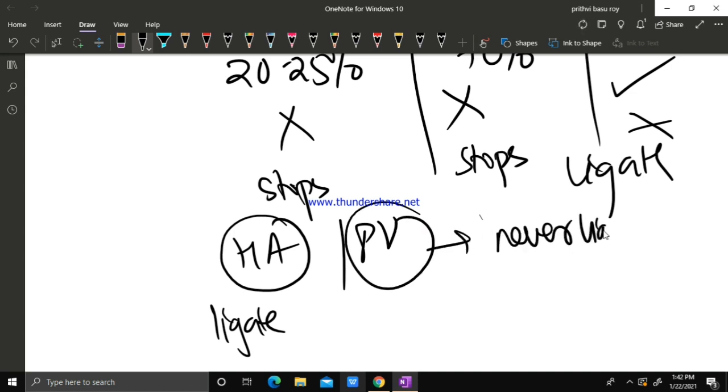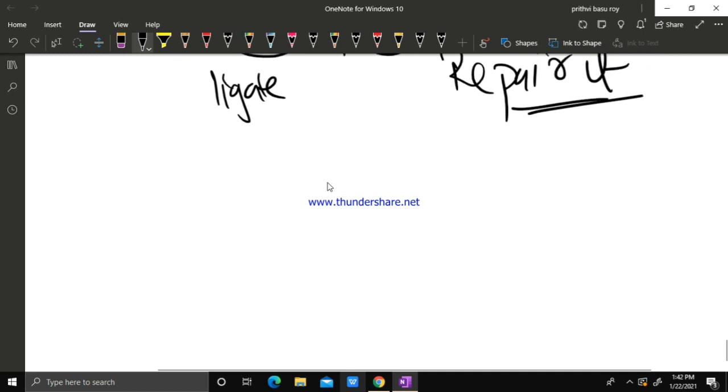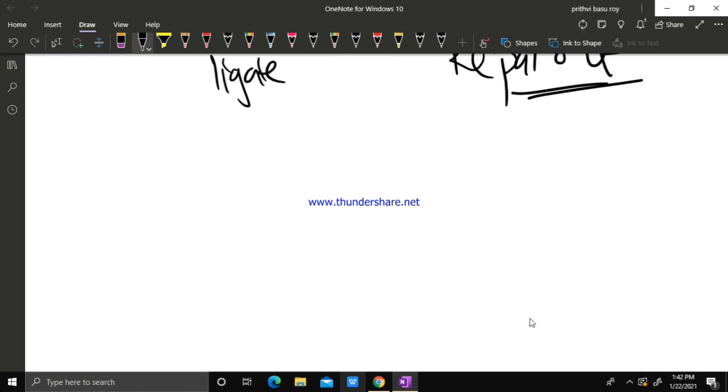This is again a question, MCQ, viva. Never ligate the portal vein. Why? It is one of the major feeding vessels. The liver will die, and you will also die as a result of it. If you block the portal vein, always repair it. It doesn't matter how much of it is damaged, always repair it. This is what I wanted to say.